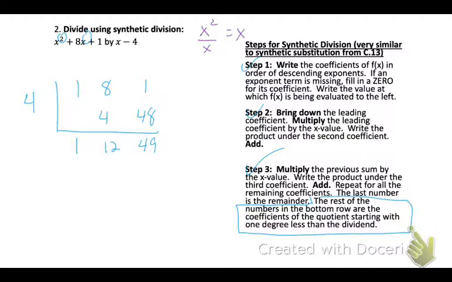So our first term will have a coefficient of 1 and then an x, and then plus 12 with the remainder of positive 49 over x minus 4. We can also write that as x plus 12, remainder 49. So notice when we list it as a remainder, we don't include that divisor with it.